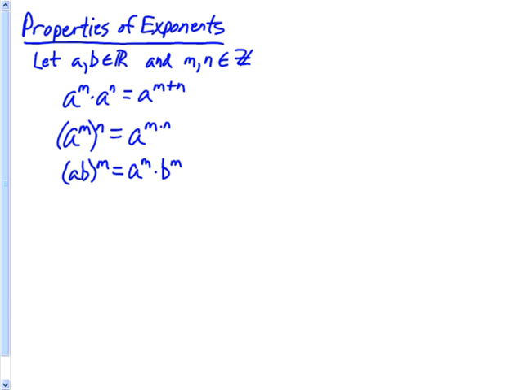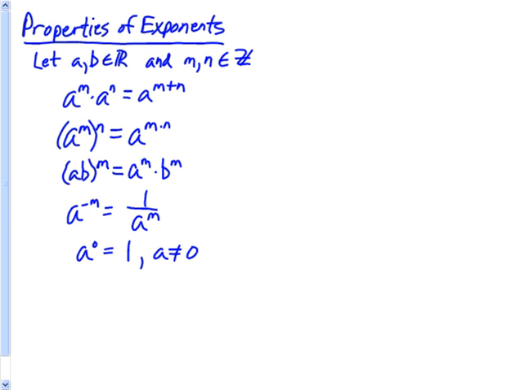Next one's called the negative exponent property. So a to the negative m by definition is 1 over a to the m. We've got the zero exponent property. So if you have a to the 0, anything to the 0 power is 1. Of course, a cannot be 0 here.